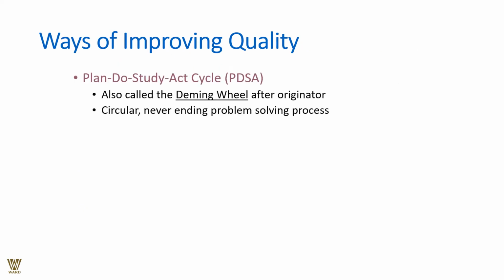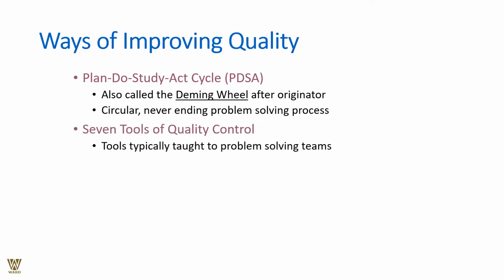So, ways to improve quality. The ways are very simple. It is PDSA, plan, do, study, act, cycle. Remember, we can also have the philosophy of PDCA of plan, do, check, act. The Deming wheel says about the originators, circular, never-ending process. Now, if we have improved our quality, can we further improve it? Is what the question remains. So it's a never-ending process. 7 tools of quality control, and what are the tools typically taught to problem-solving teams, as the case may be.